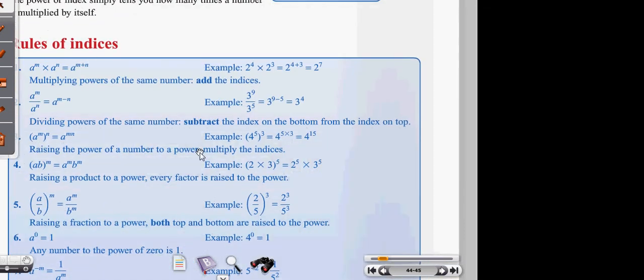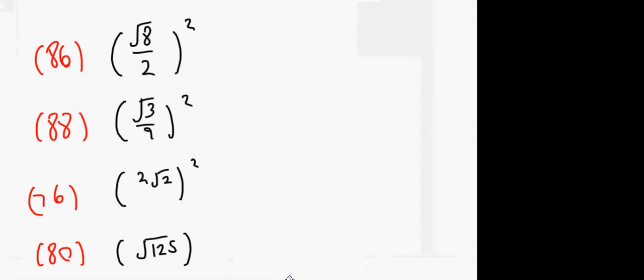Now, to identify a multiplication problem, you'll notice that there's nothing in between the 2 and the root 2. That means they're actually being multiplied by each other. So technically speaking, this question is actually this. And then what we know is that root 2 is 2 to the power of a half, multiplied by 2 to the power of a half to the power of 3.